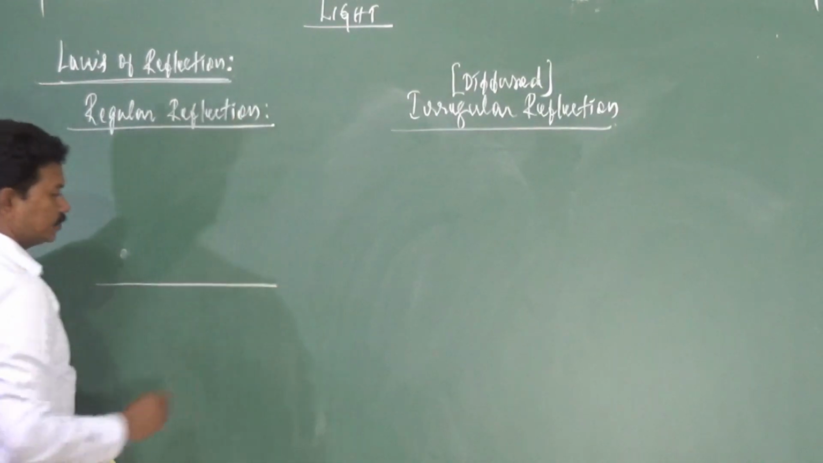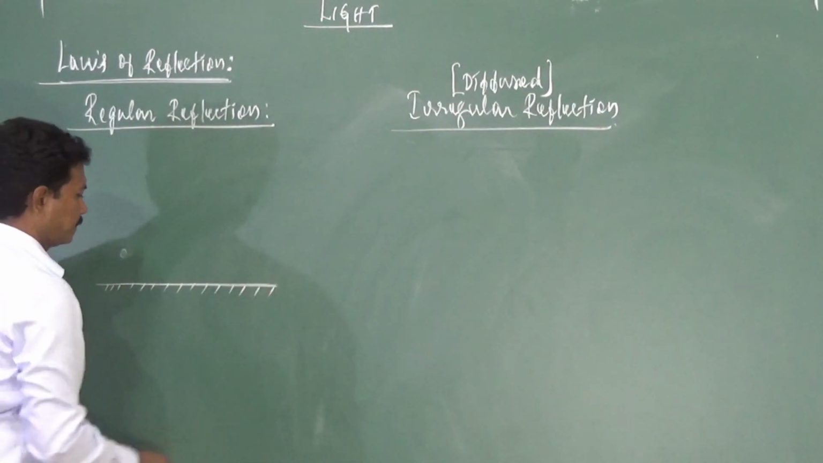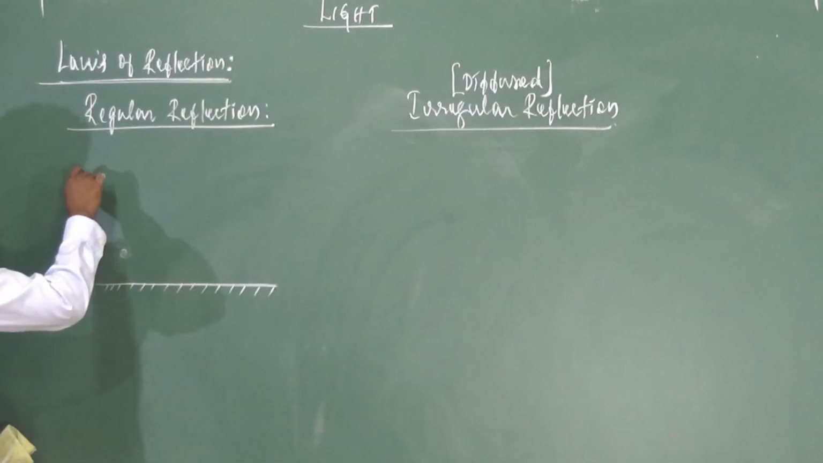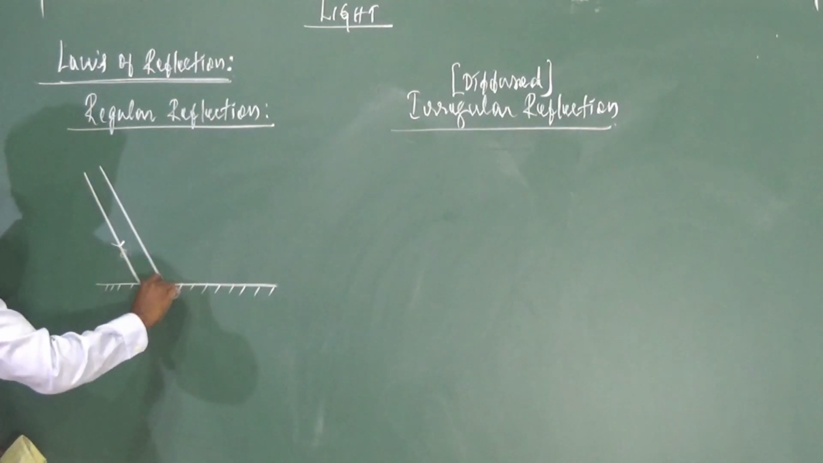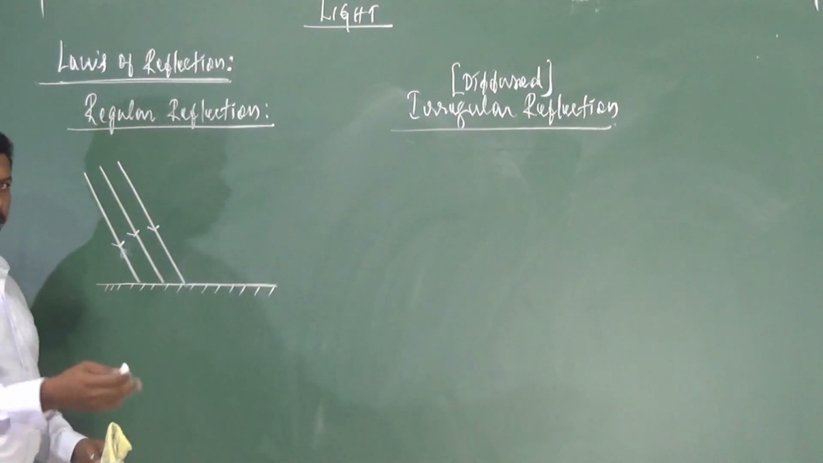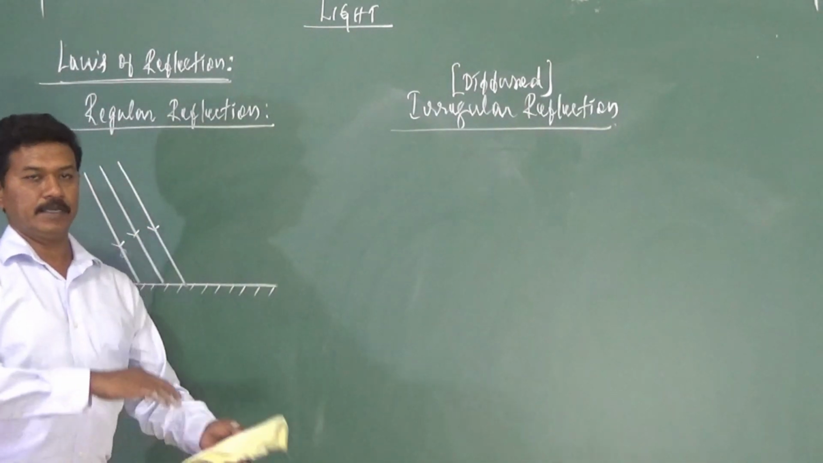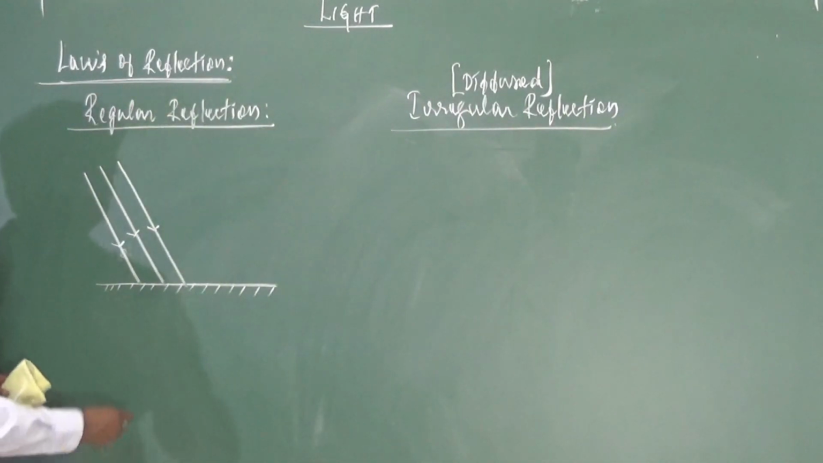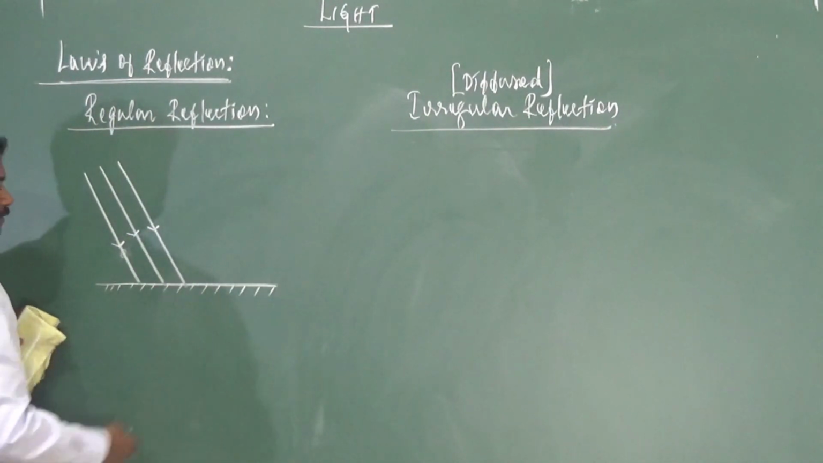Consider a smooth surface, let us take our mirror itself, which is silvered at one surface and the other is the reflecting surface. Imagine a beam of light rays falling on the mirror. A bunch of light rays, or more number of light rays taken together, is called a beam of light rays. So a beam of light rays is falling on a very highly polished smooth surface.